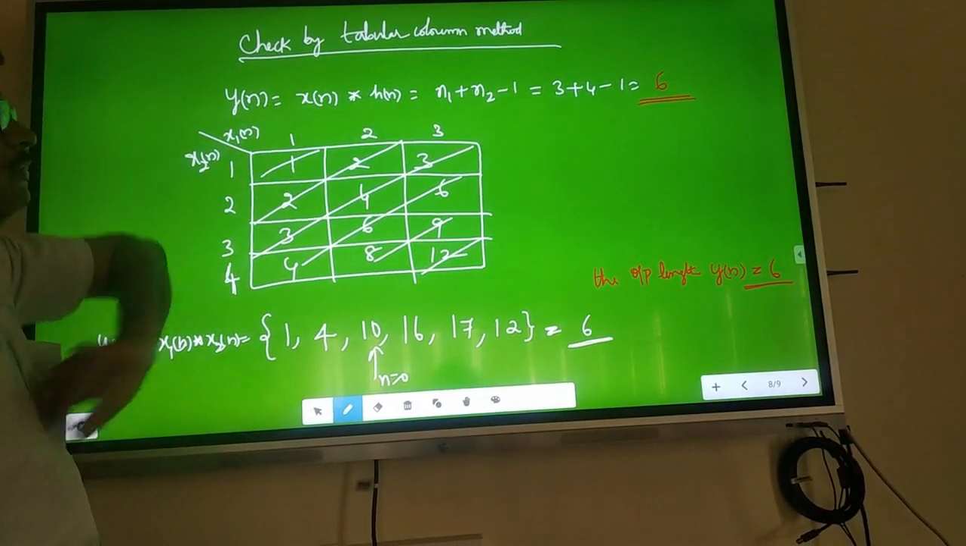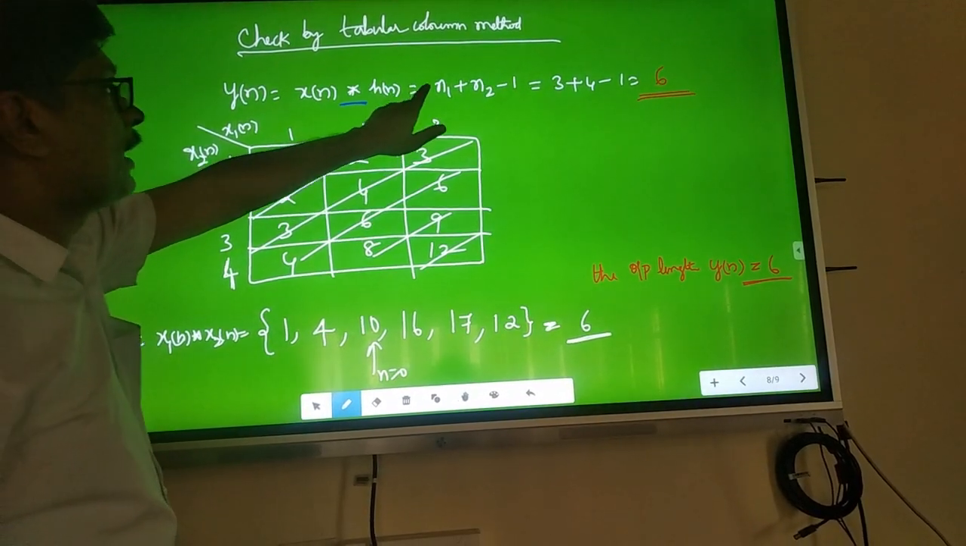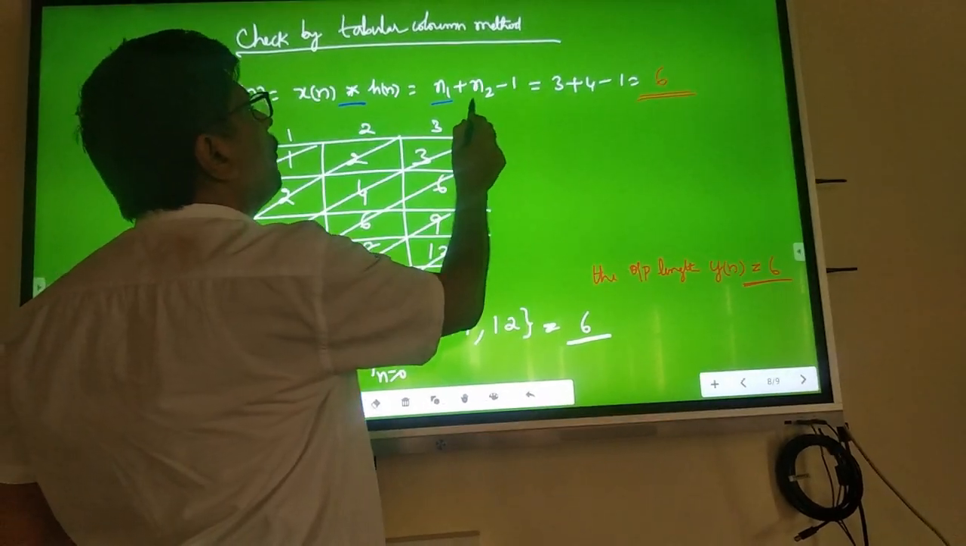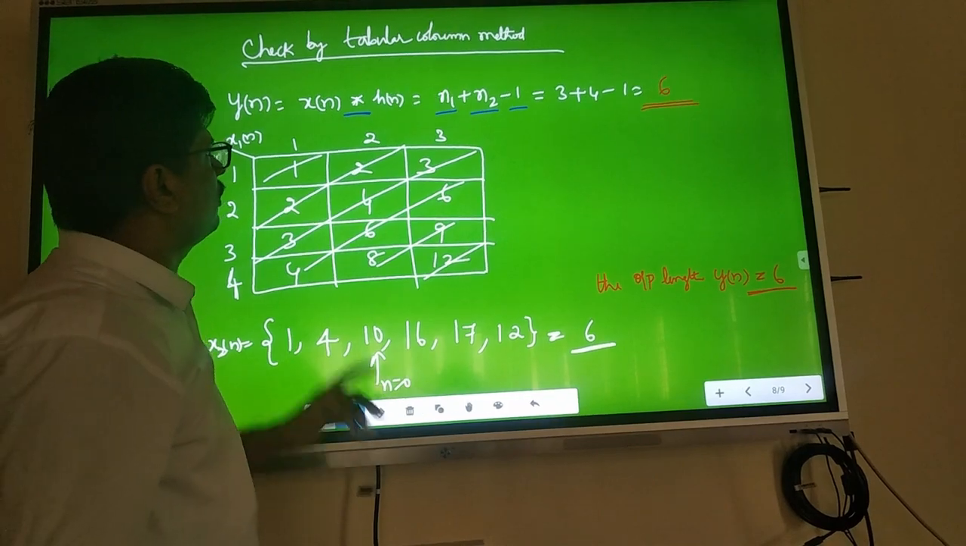For example, y of n is equal to x of n convolved with h of n. In linear convolution, the length of the output is equal to length of first one, n1, plus length of second one, minus 1. This is the formula to get the output sequence.